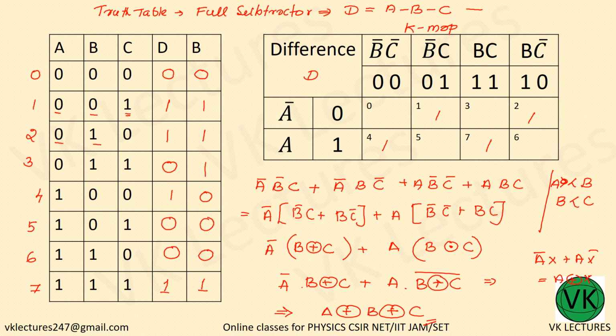So this is the difference. If you remember the truth table or the final expression for the sum in the full adder, you will also see that the sum is equal to A XOR B XOR C, because addition and subtraction are in general the same thing for a 2-bit number.